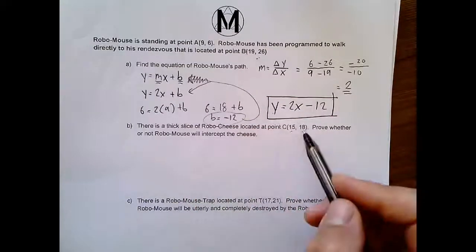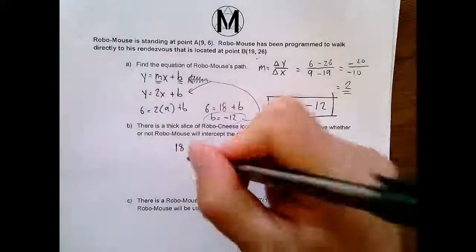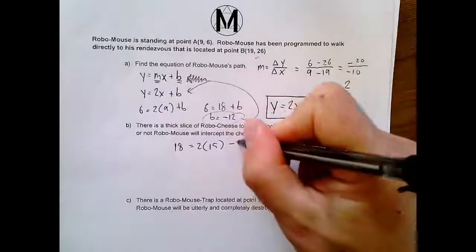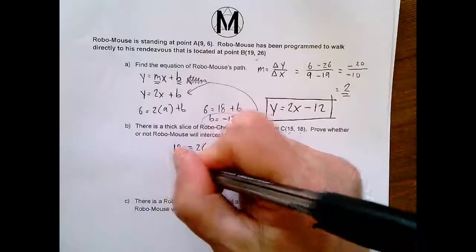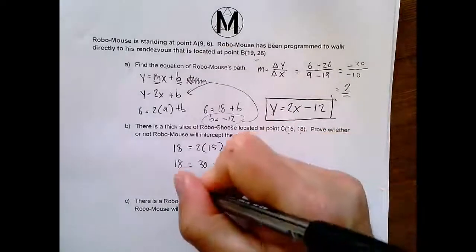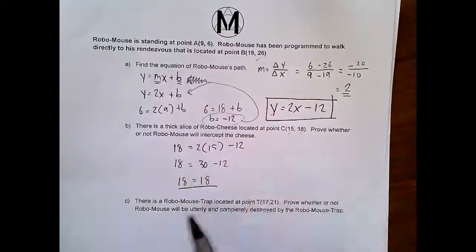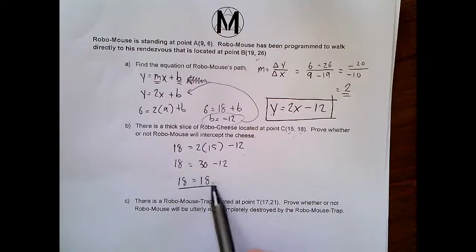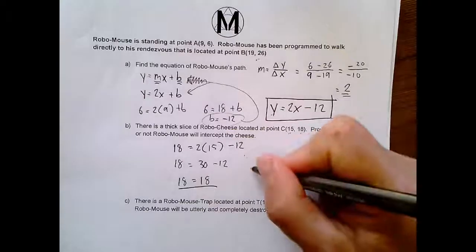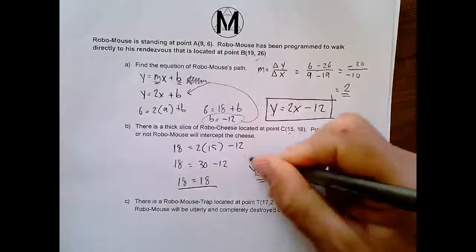Watch. Instead of y, I write 18 equals 2 times 15 minus 12. Now you just do the math. 18 is 2 times 15, which is 30, minus 12. 30 minus 12 is 18. 18 is 18, and this is a true statement. Because you came out with a true statement, you know that yes, he would intercept the robo-cheese. So I'm just going to write yes, and I think that should be enough.